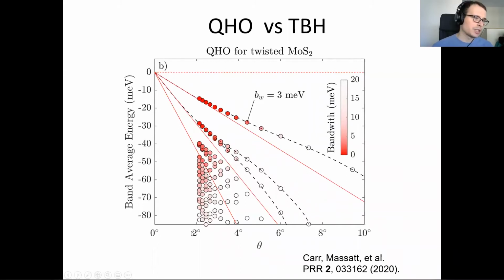And what we see is that as the twist angle gets smaller, there are these sequences of bands that become kind of a continuum. And as you get closer and closer to 0 twist angle, they become extremely flat, and they fall exactly onto these lines predicted by the quantum harmonic oscillator.